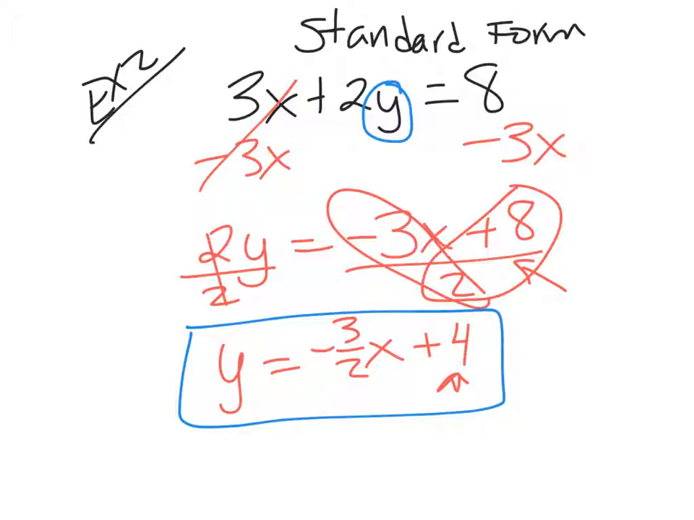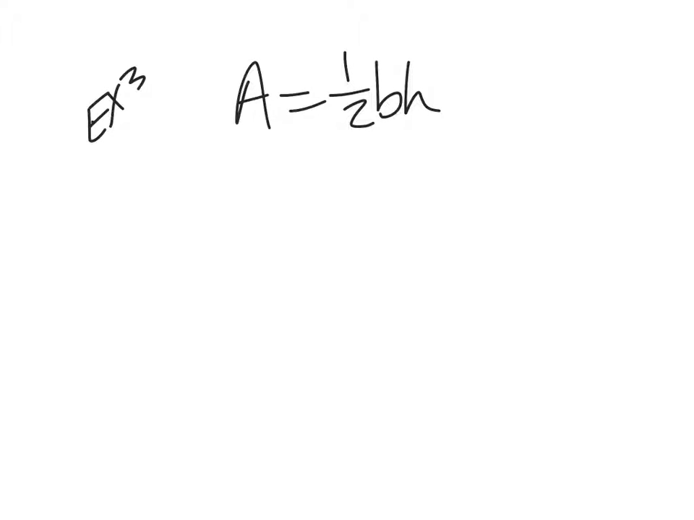Good? All right, let's look at 3. This one, we're going to use a geometric formula. A equals 1/2 BH. Somebody tell me what that is. What formula is that talking about? It's on the triangle. What are we looking for? What does A stand for? The area. So this is the formula for area of a triangle. Very good. And yep, base times height.